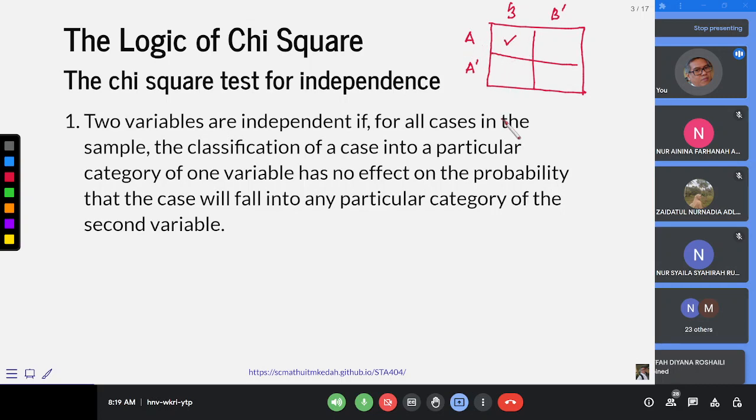For example, let's say 60% of the cases go to category A, and then 40% of the cases go to category A prime. So what is meant here? If 60% go to A, it doesn't say that it must also go 60% to category B. So it will not affect the probability. It does not mean 60% must also be in B. No. So they are independent of each other. It can go anywhere in the cells. So that is what is meant by being independent of each other. Okay, so that is the first one.